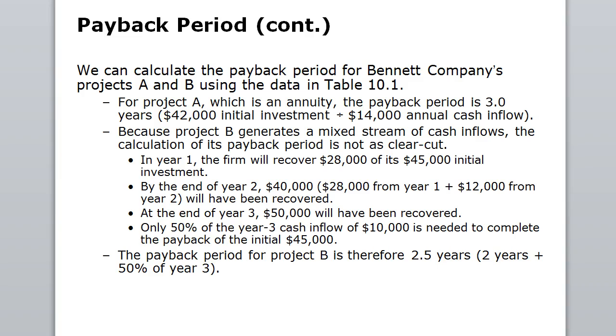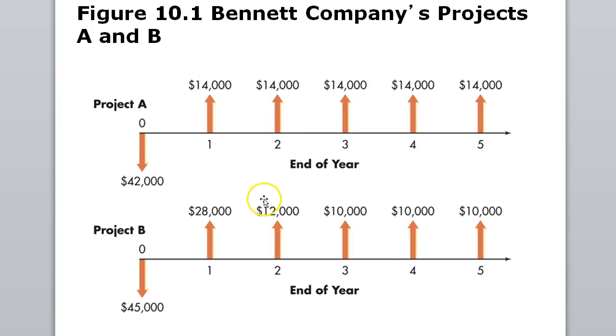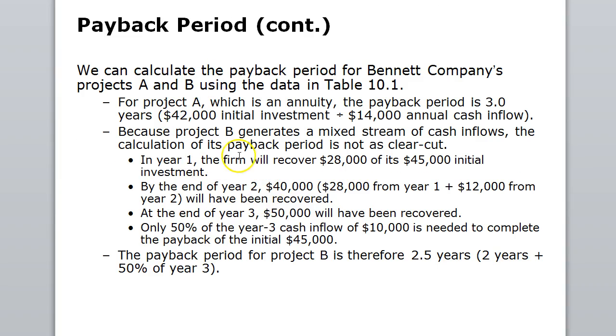So again, let's look at Project A and B that we looked at before. We'll start with Project A, which, if I go back, you'll see is the $42,000 investment with $14,000 cash flows. And Project B generates the mixed stream: a $45,000 initial investment, the first year recovers $28,000, then the next couple of years are $12,000 and finally $10,000. So let's calculate the payback period for Project A and Project B.